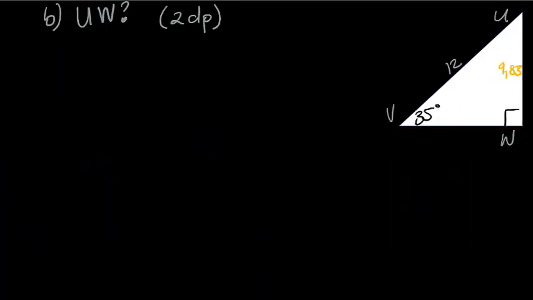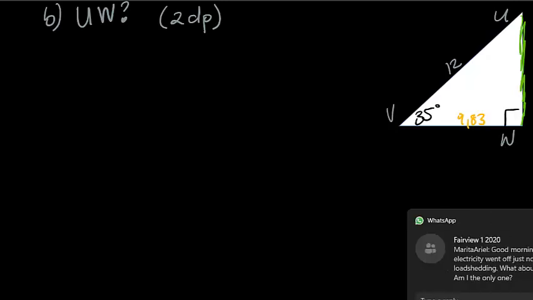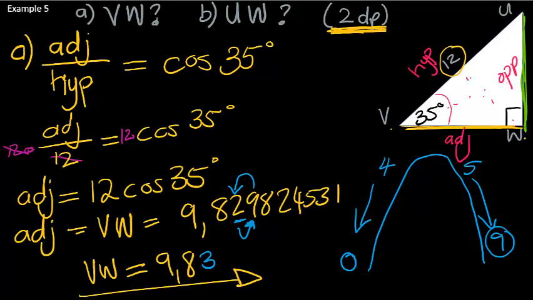Let's answer question B. Question B is asking you, what is the length of UW? We've calculated VW, UW is going to be the green one. VW is 9,83 from our previous calculation. Now you've got 2 options. Your first option is to use the method we used in the previous slide, using the trigonometric ratio in order to calculate UW.